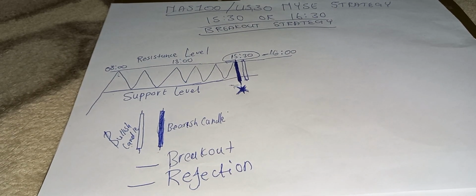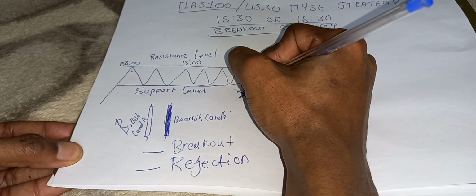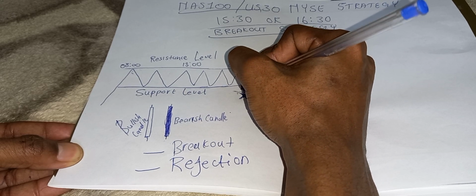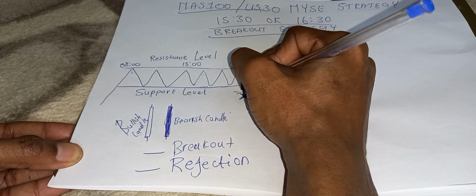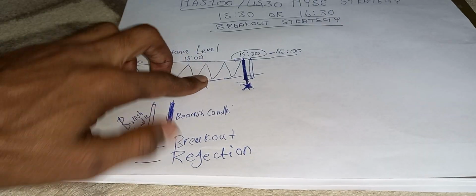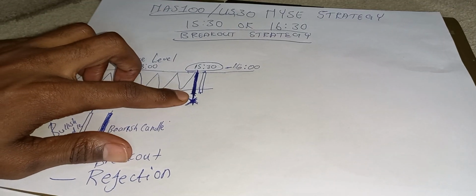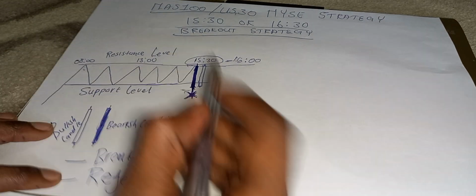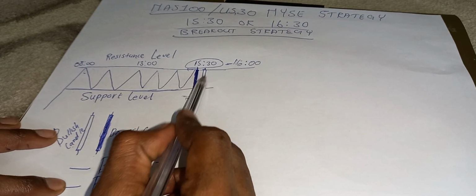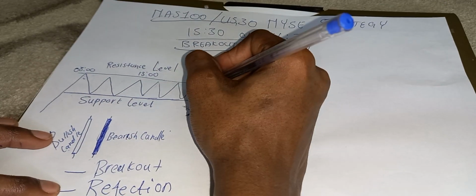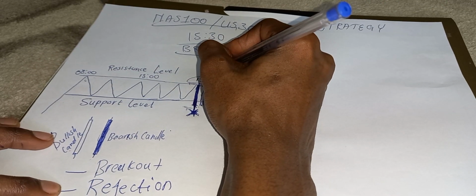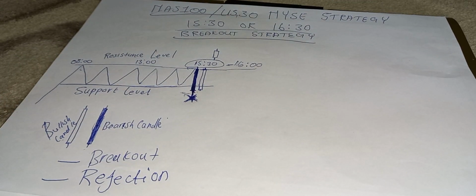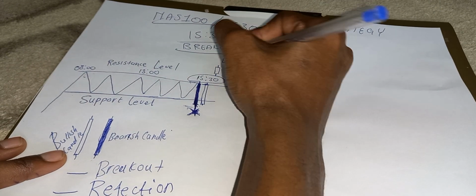Now let's assume that the market rejected the sellers at this level. It had a breakout, but the market rejected the sellers. Now you have a rejection right there. Okay, and then the next candle is bullish. After this, most of the time the market will have another bullish candle taking place there.